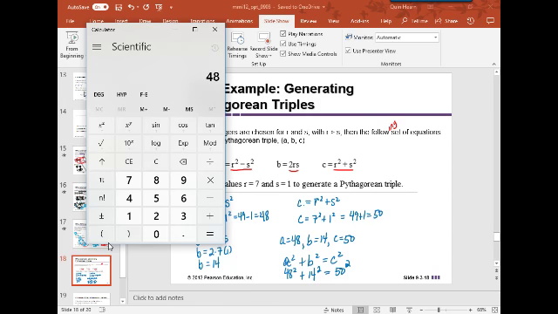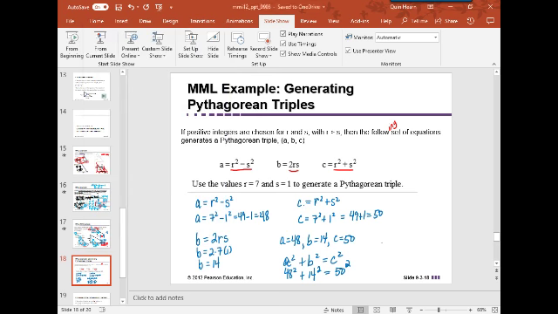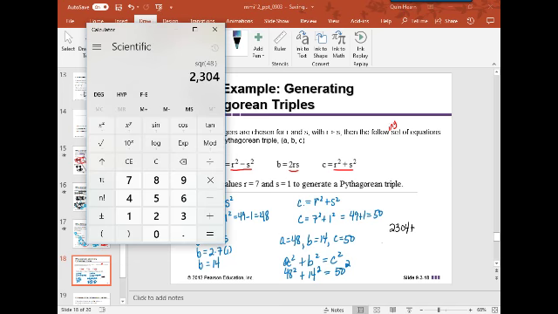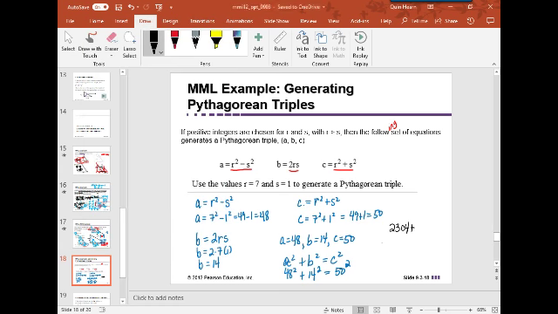So 48 squared is 2304. And let's write that down. 2304 plus, now let's find 14 squared. That's 196. And that's supposed to equal 50 squared, which would be 2500. And it does, right? 2304 plus 196 is 2500. So it does satisfy a squared plus b squared equals c squared.